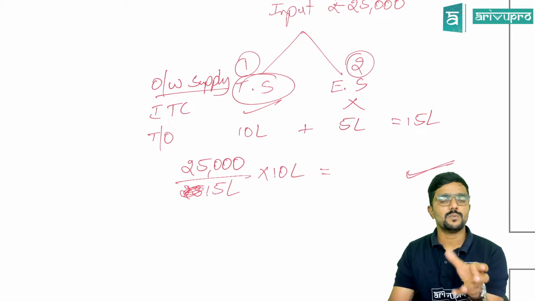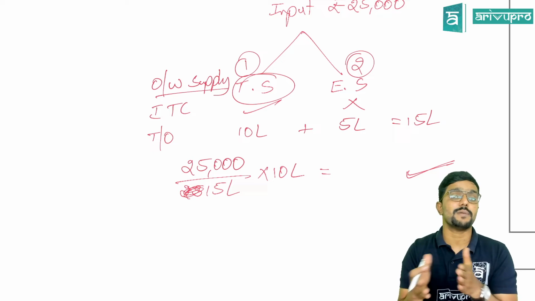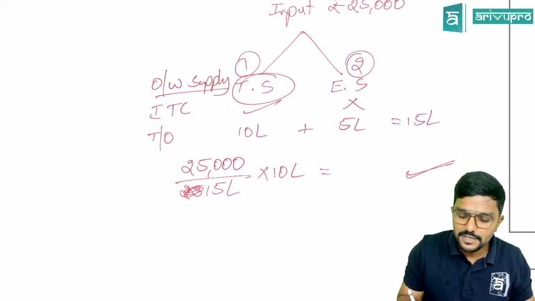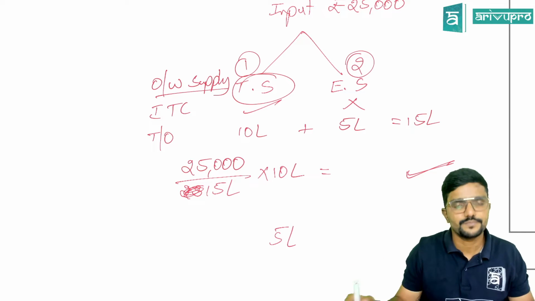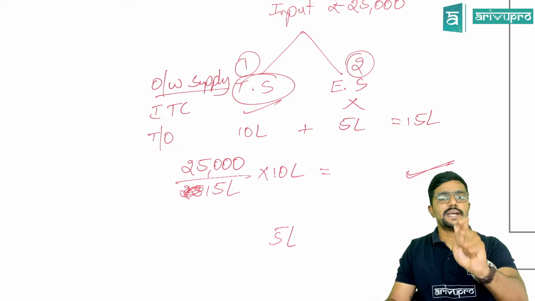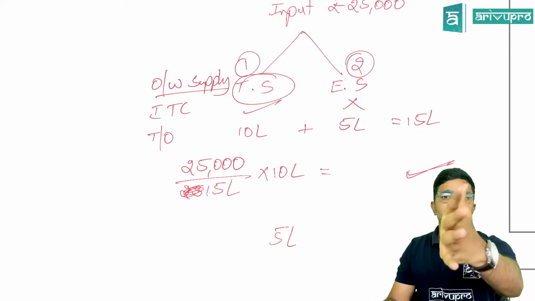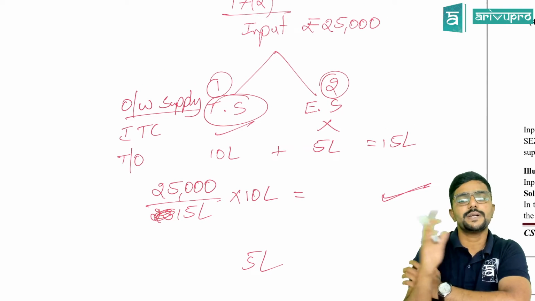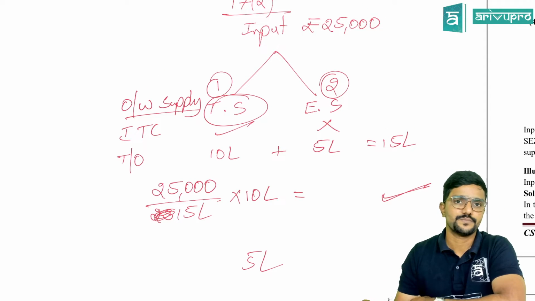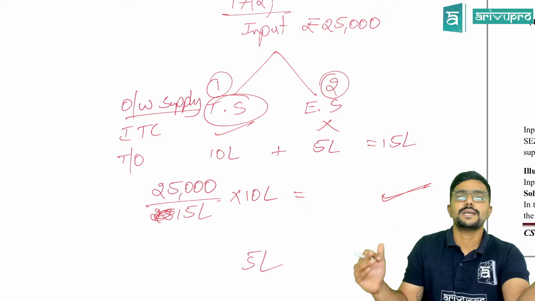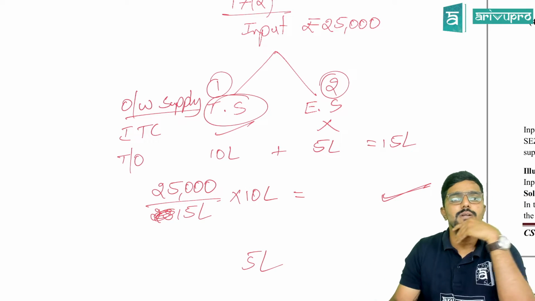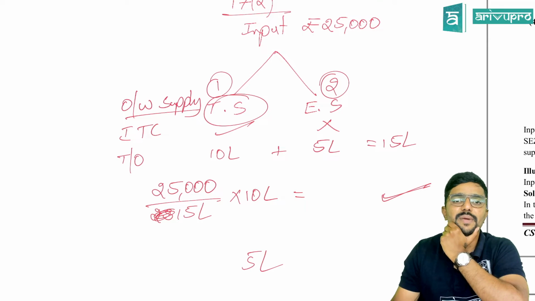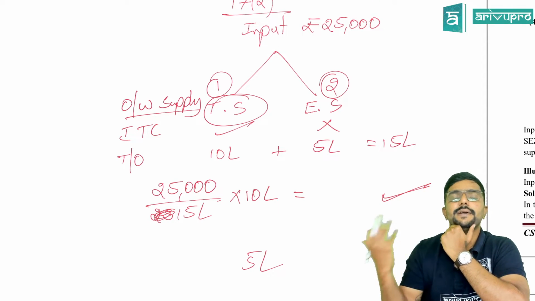If you want to calculate the credit which is attributable to exempt supply, which you cannot claim, then instead of 10 lakh, you take 5 lakh. You will get the credit attributable to exempt supply, which cannot be claimed. Hope you guys got it. So how to distribute the credit between taxable and exempt supply? Using the turnover. What is the taxable turnover? What is the exempt turnover? Add both, you will get total turnover. Using that as a basis, you will distribute the credit attributable to taxable supply and exempt supply.